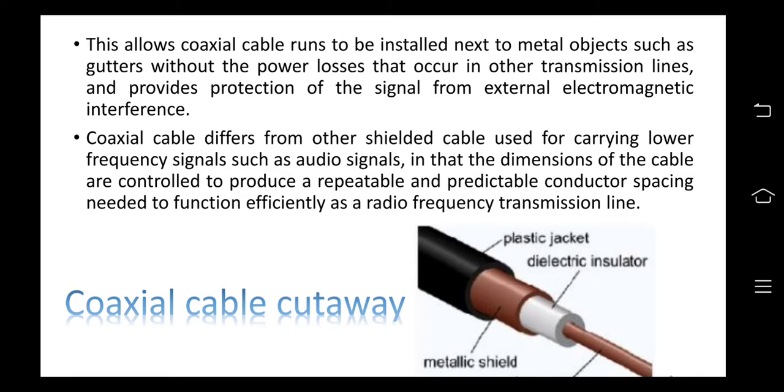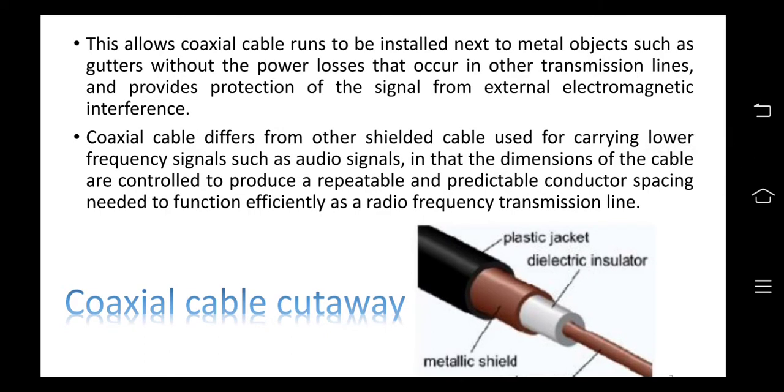Coaxial cable differs from other shielded cable used for carrying lower frequency signals such as audio signals in that the dimensions of the cable are controlled to produce a repeatable, predictable conductor spacing needed to function efficiently as a radio frequency transmission line. The diagram shows the cutaway for coaxial cable.